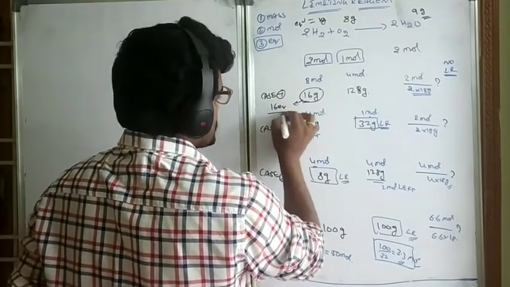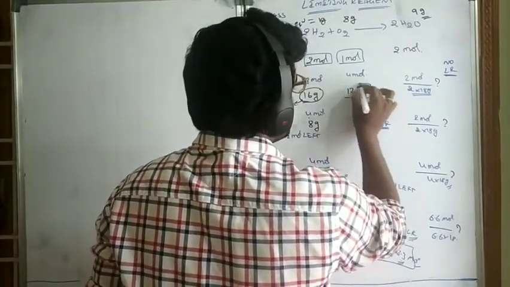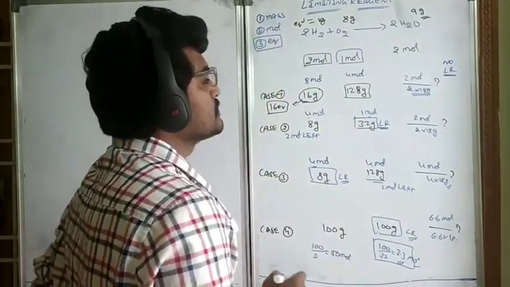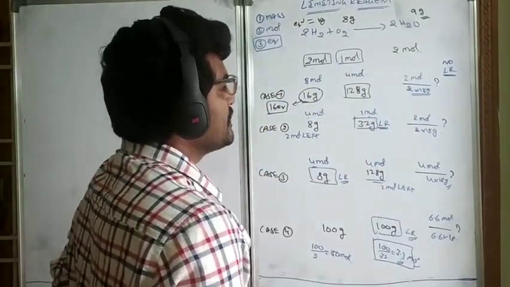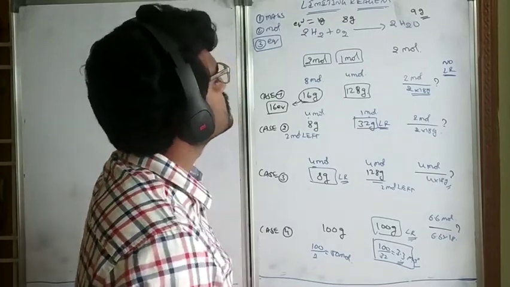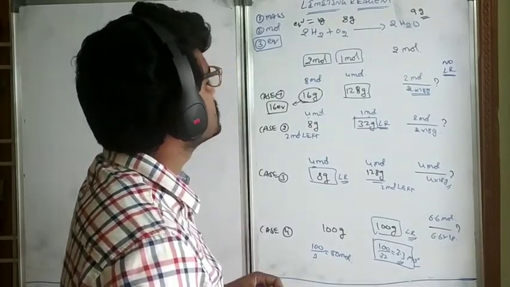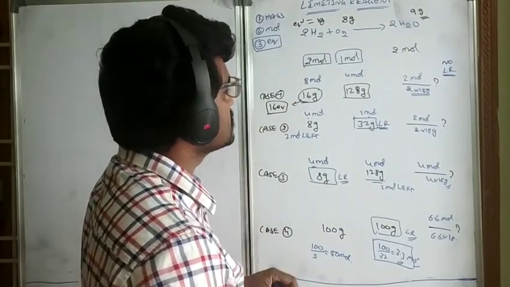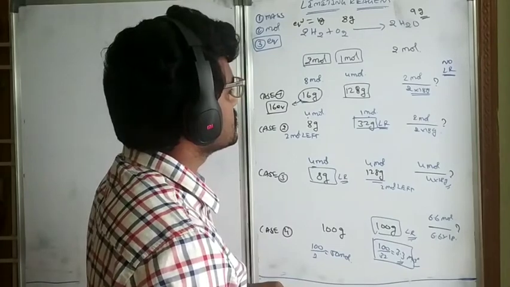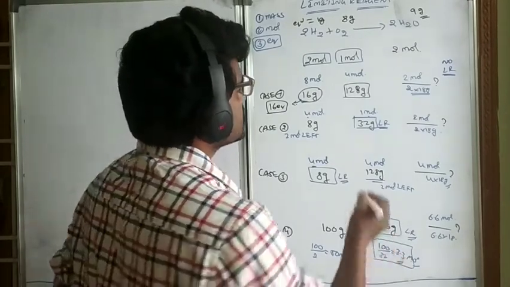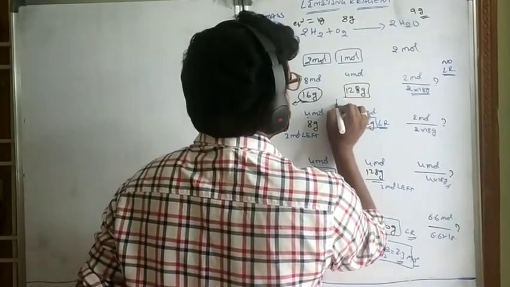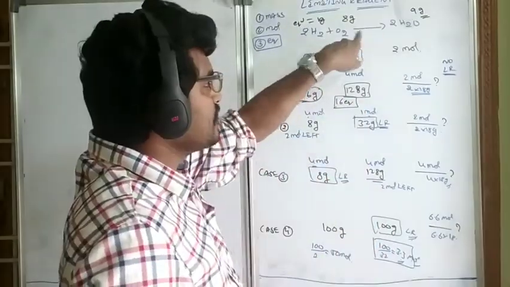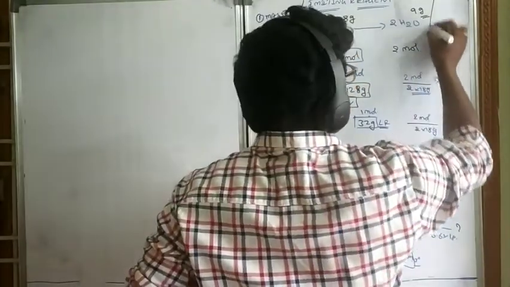16 equivalents. And this will be how many equivalents? 128 by 8 means 16 equivalents only, right? So always remember, there is no need of this equation also for this thing.